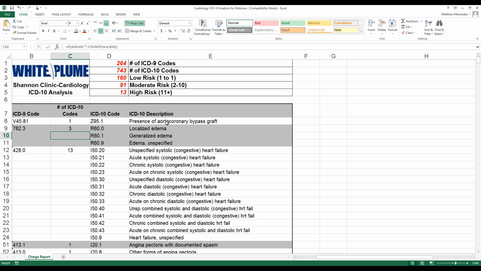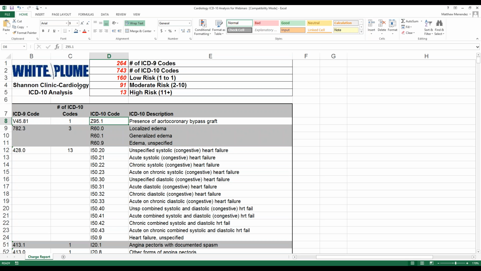so that you can see, CABG, one code in ICD-9, one code in ICD-10. Here's the new code. Here's the new description. Edema. Next one down, one code in ICD-9, 3 codes in ICD-10. Is it localized? Is it generalized? Is it unspecified? Right? And then you can see a high-risk example here, CHF. Got to be more specific in ICD-10 as far as the onset and the type of heart failure.